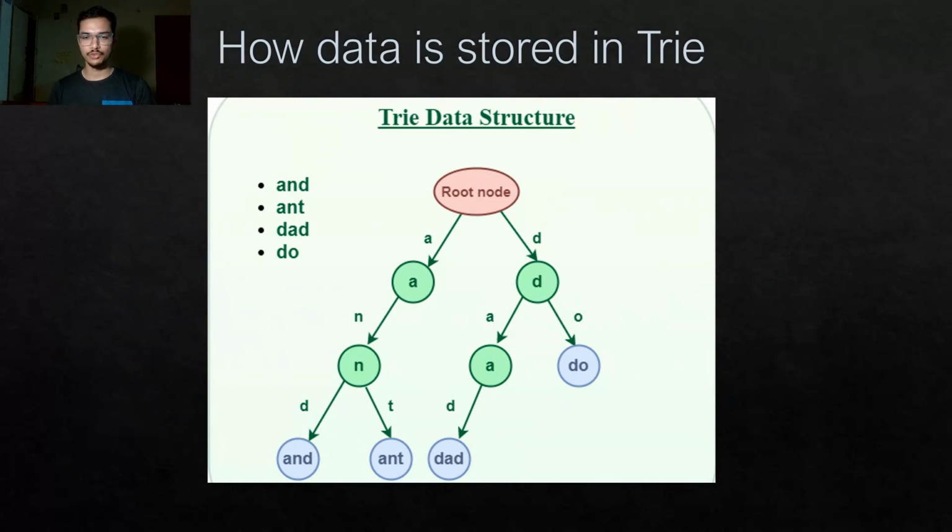A trie is composed of nodes, where each node represents a character in a word. The root node is typically empty, and each character in the word is represented by a child node. Each node may have multiple children, one for each possible character in the alphabet. The end of the word is marked by a special flag indicating that the word is present in the trie.